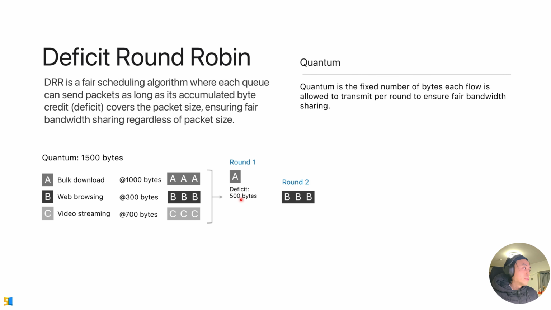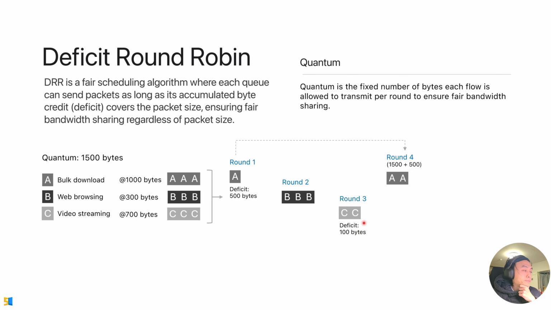Next, the second round for B. B has 3 packages, but they are small, each 300 bytes. It means it can process all 3 in the same round, right? Because it's less than or equal to 1500 bytes. In the third round, it will take 2 packets from C, right? 2 packets, so it's only like 1400. So it has a deficit of 100 bytes to be used for another round.